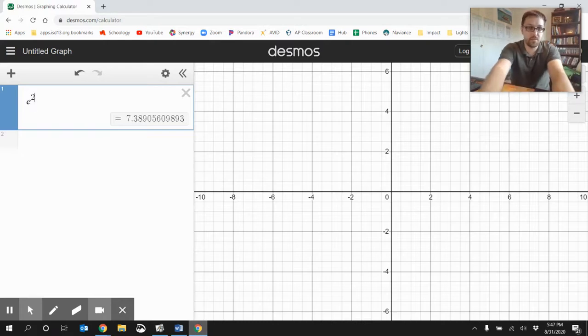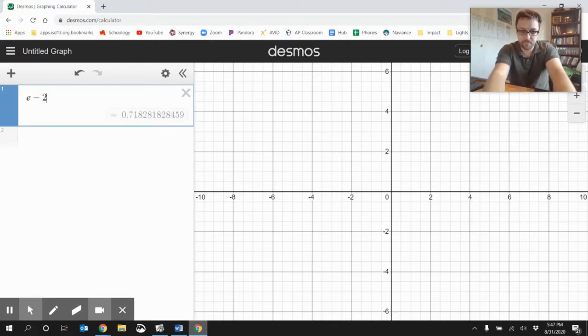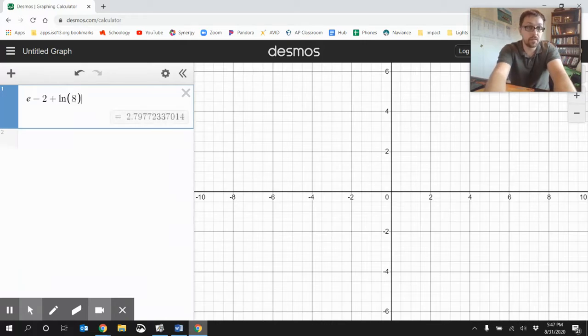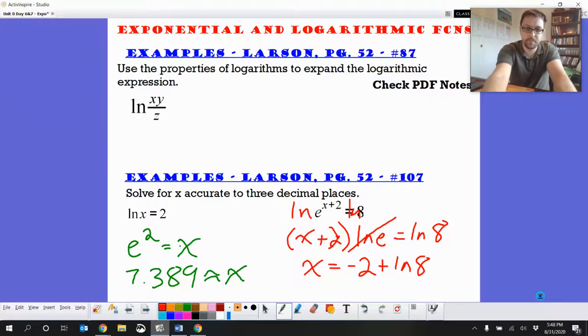Let's do that on Desmos. And look at that, it even knows I'm doing logarithms. It's so smart. Oh, and I do want that negative. So we get 0.079. Done.